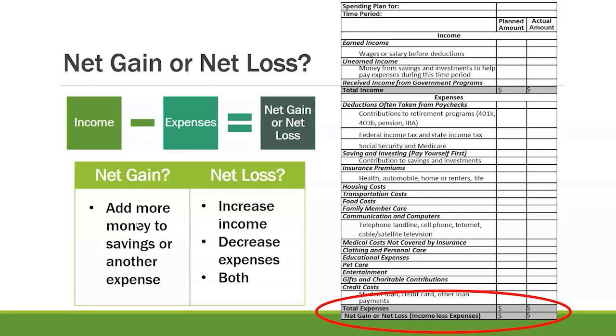You don't have enough money to make it through the month, for example. So you have to either increase your income or decrease your expenses, or both. This is really, really important that you spend a lot of time having students understand the bottom of the budget.